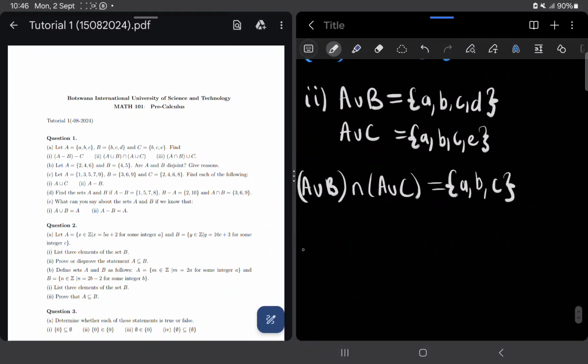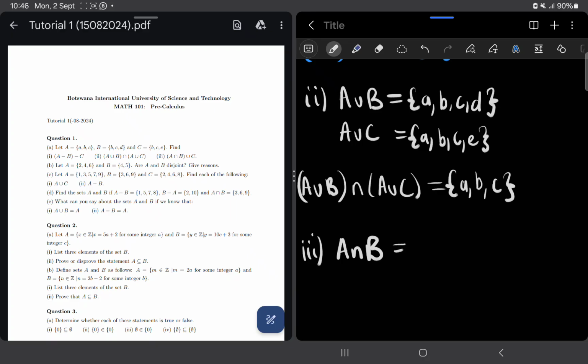We do the last one on this number 1, which is part 3, says find A intersection B union C. So what is the first thing we do? We start with the thing that is in brackets. We solve it separately. So A intersection B. Let's go ahead and let's find it.